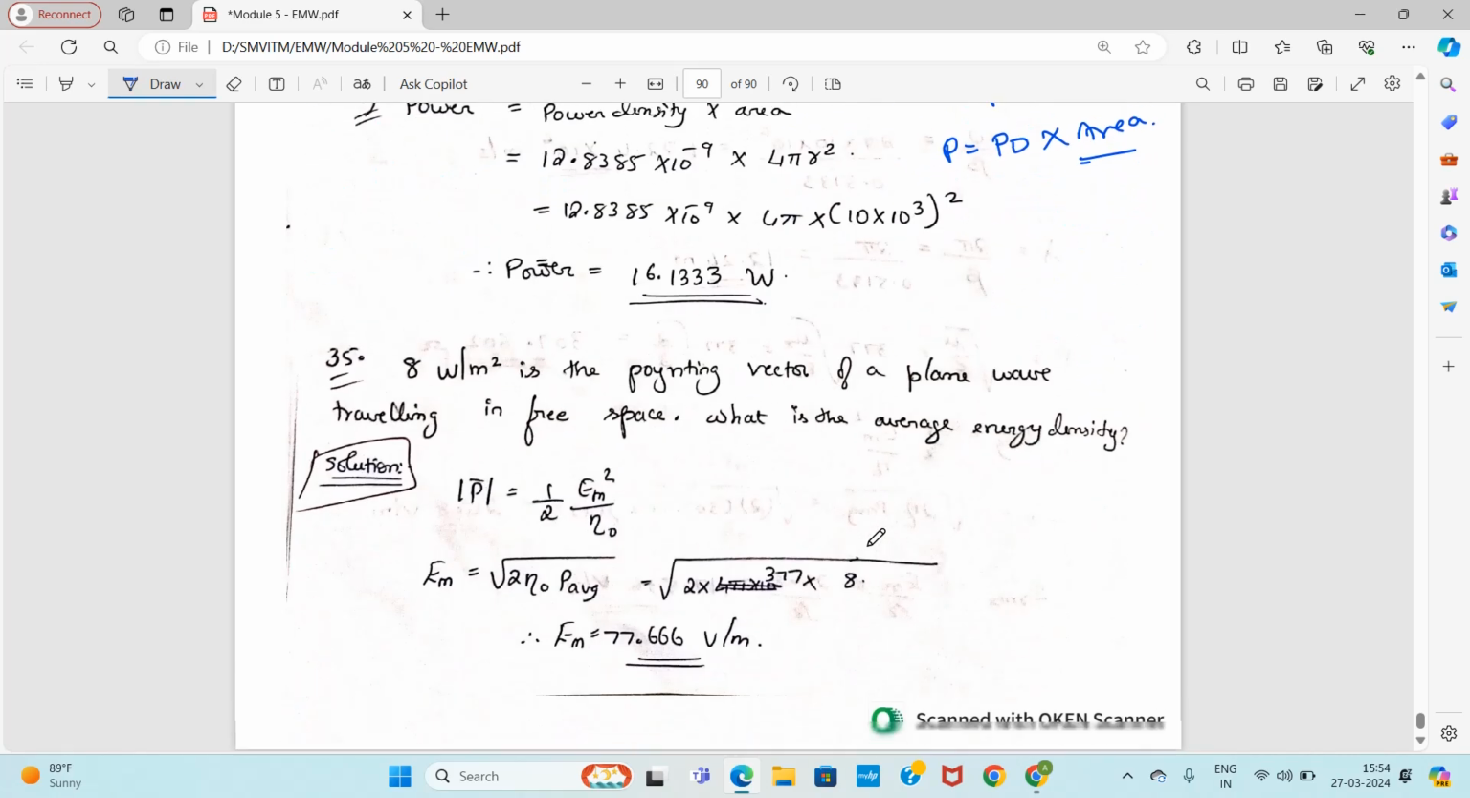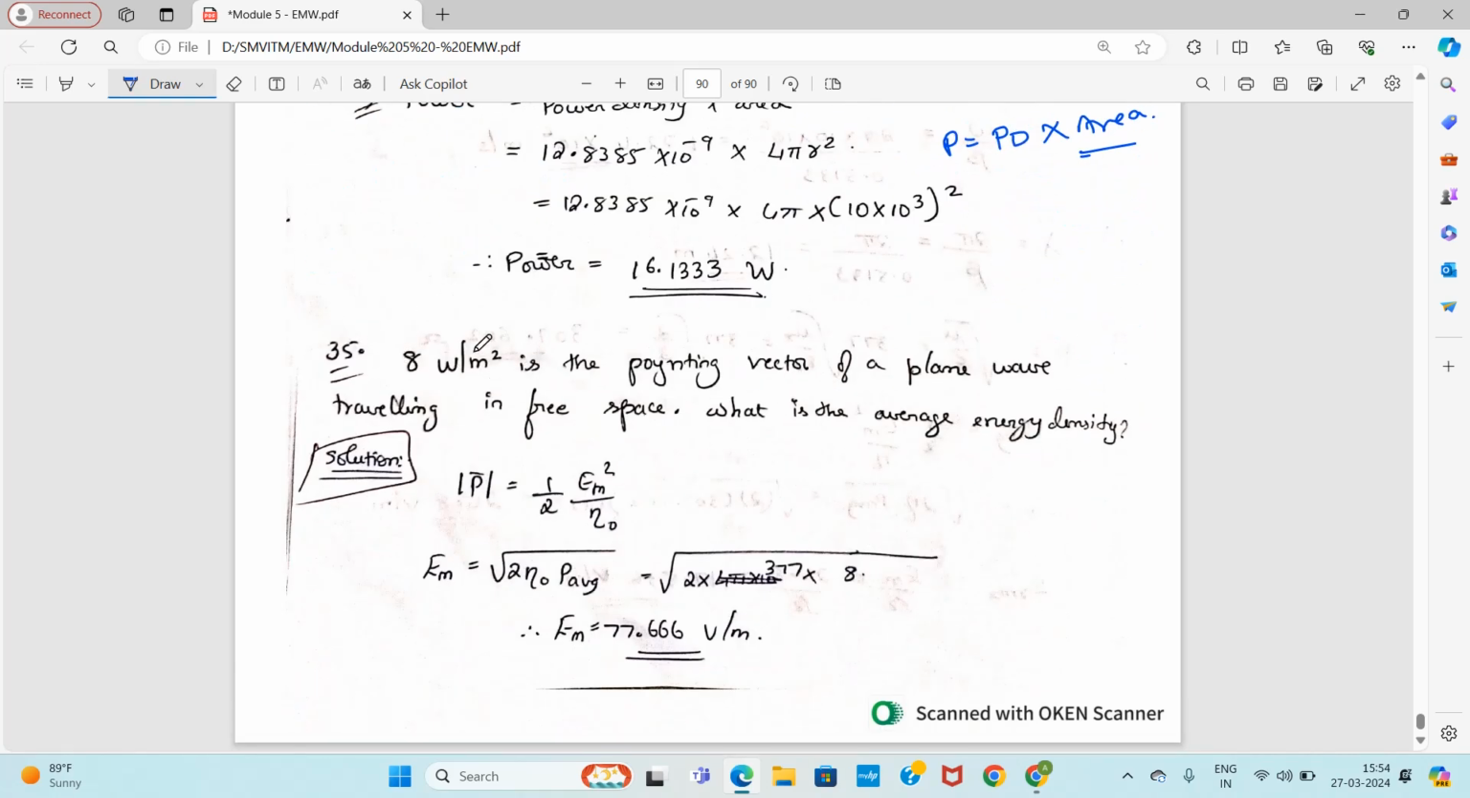Okay. Last problem. 8 watt per meter square is the Poynting vector of a plane wave traveling in free space. What is the average energy density? So the Poynting vector magnitude is given, so it is P average magnitude, which is half of EM square by eta naught. So you need to calculate the average energy, that is nothing but the EM value. You just have to calculate the EM value. Okay? So just simplify, interchange the terms and simplify it. Rearranging the terms, you will be able to find EM.